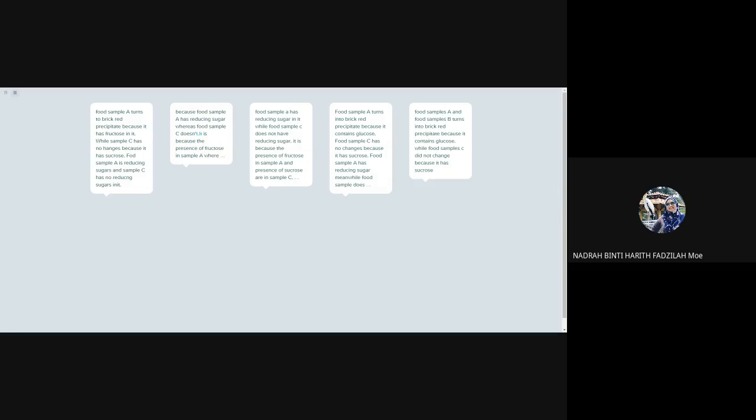Semua monosaccharide, glucose, fructose, galactose, and also these two disaccharide, lactose pula. Sorry. Lactose and also maltose, okay, are reducing sugar. Sucrose, even though it is a disaccharide, is not a reducing sugar. That is why lah sample C no positive observation.